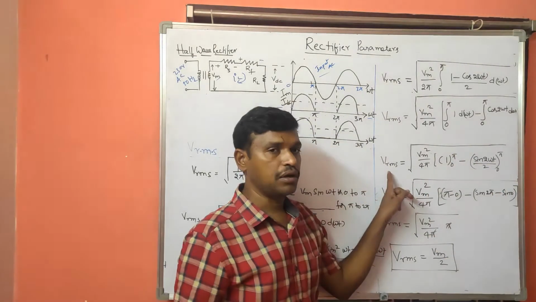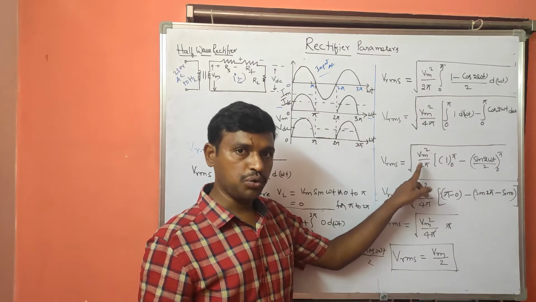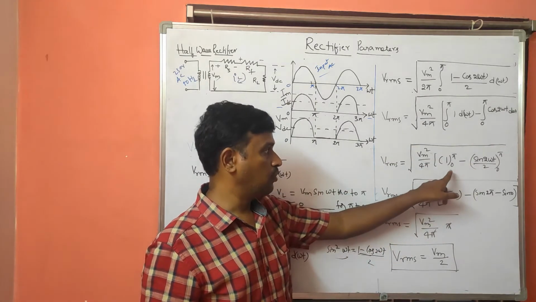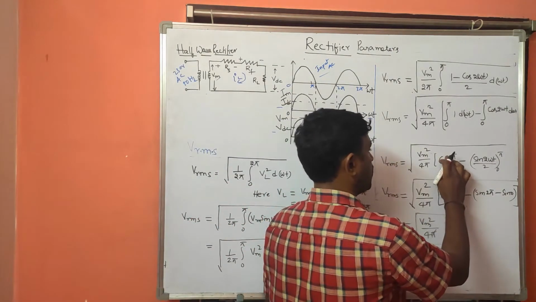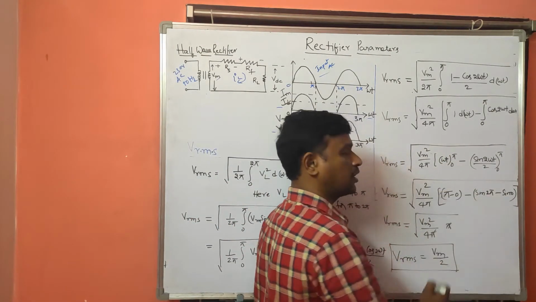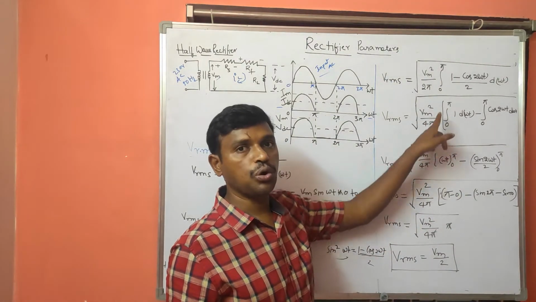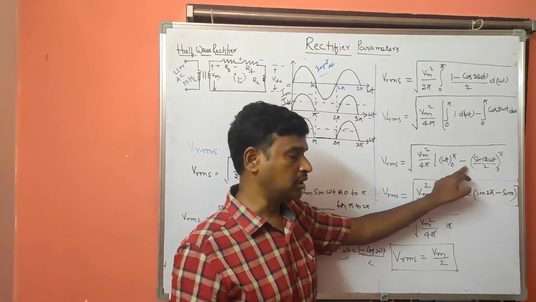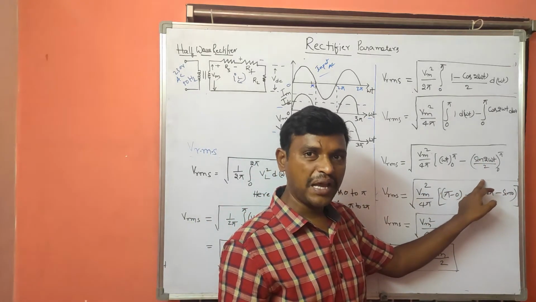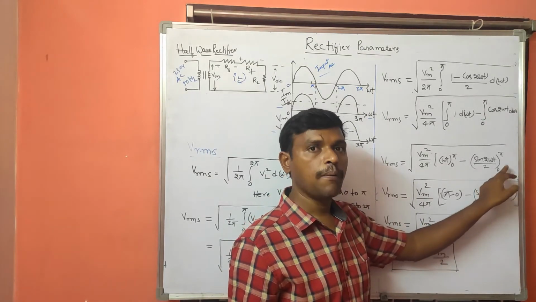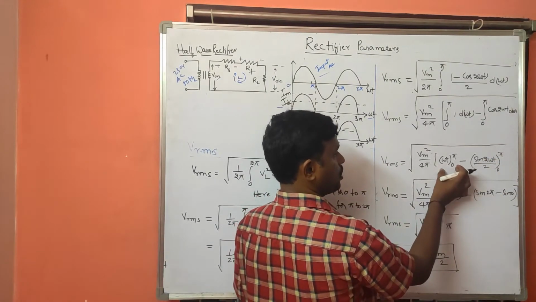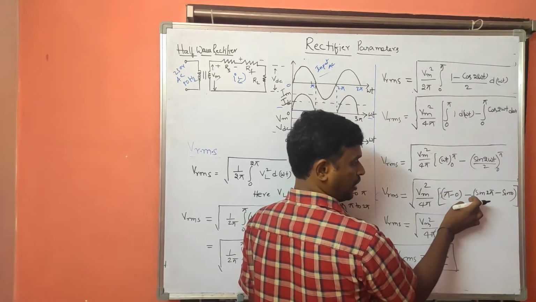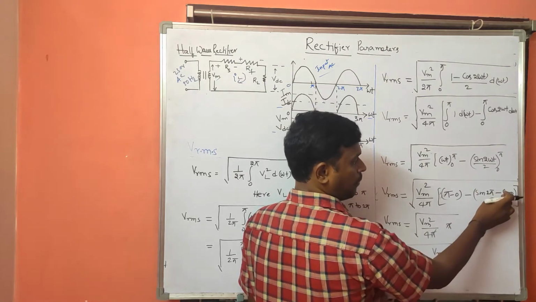So now Vrms is equal to square root of Vm square by 4 pi, and the integration of 1 is omega t, with limits 0 to pi. And the integration of cos 2 omega t is nothing but sin 2 omega t by 2, and the limits are 0 to pi. So if I substitute these values here, Vm square by 4 pi, and it is pi minus 0, minus sin 2 pi minus sin 0.